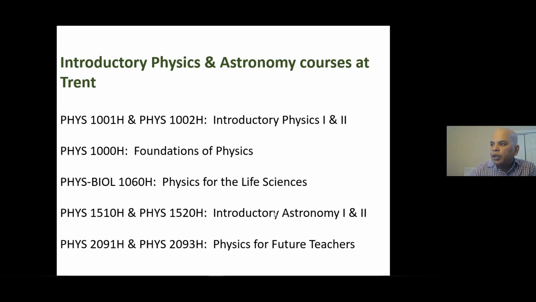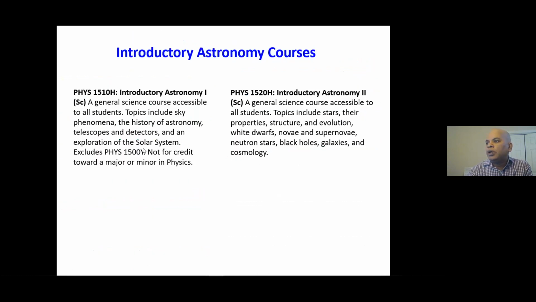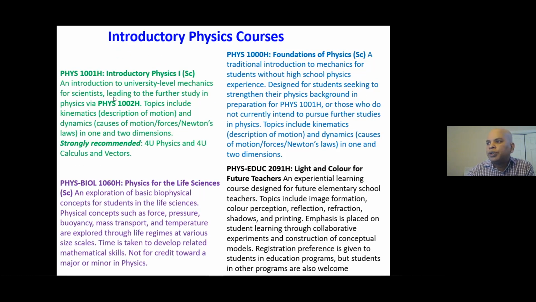Now, let me take you through the details of each of these courses. Physics 1001 and 1002 is the primary physics course, which is specifically designed for those students who want to shape up their careers as scientists or engineers. If you want to register for 1001 or 1002, it is strongly encouraged to have 4U physics and 4U calculus and vectors.